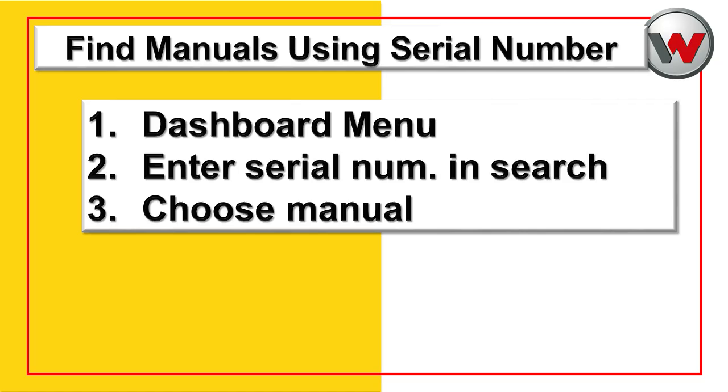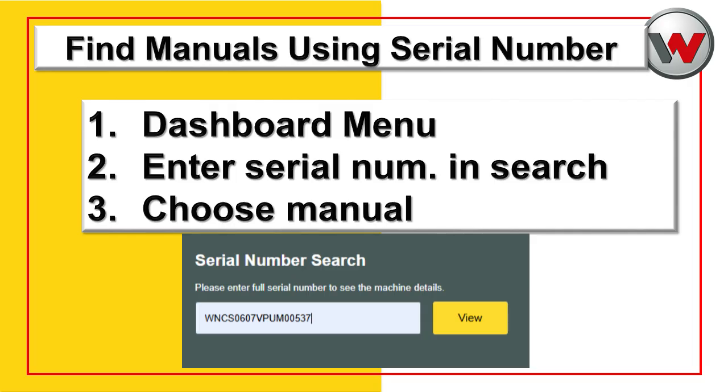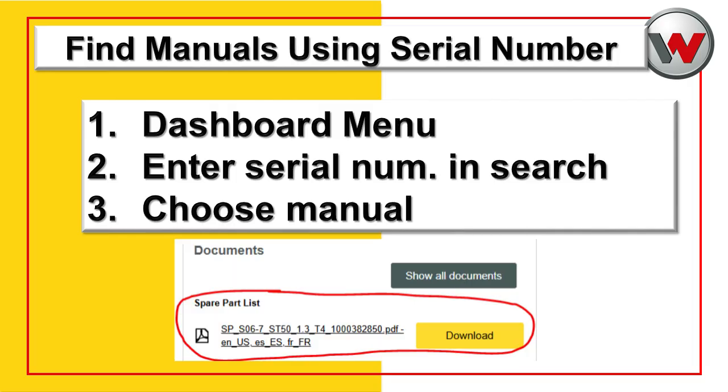Here's a brief review of the steps needed. 1. Click the dashboard menu. 2. Scroll down to the serial number search panel and enter the serial number. 3. ePartner will show the available manuals on the machine detail page.